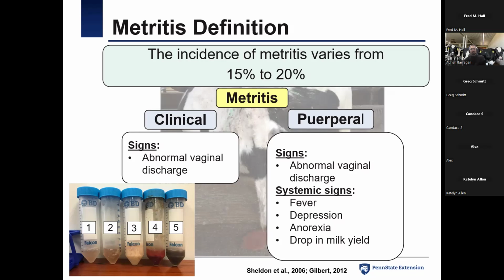So metritis could be a localized infection of the uterus, or the endotoxin or the metabolites produced by bacterial inflammation can escape the uterus and go into the blood and cause more systemic signs such as fever, anorexia, which is basically a drop in intake, drop in milk yield and so on, right? So that's the purported version of metritis. But the more debatable thing here is the abnormal vaginal discharge, okay?